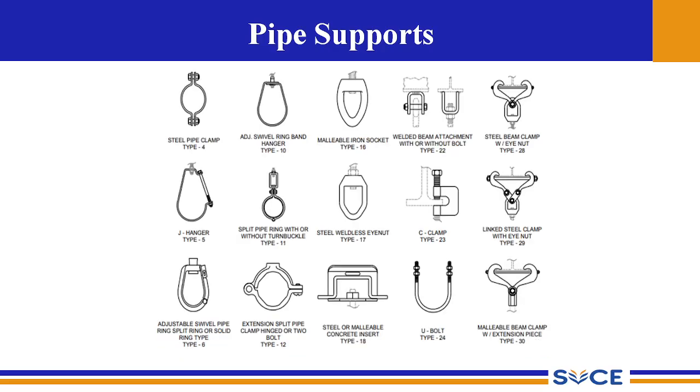Then type 28 is the steel beam clamp with an eye nut. So the eye nut is actually located at the center. We can see that as a dark circle at the center.